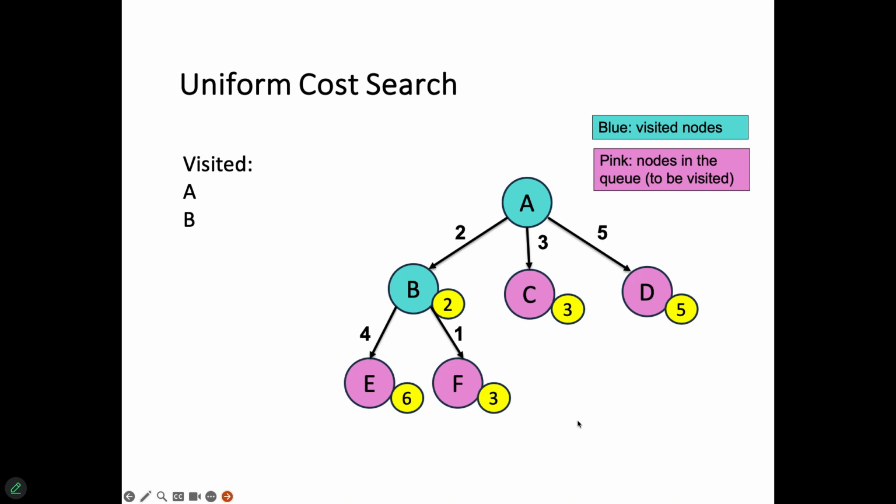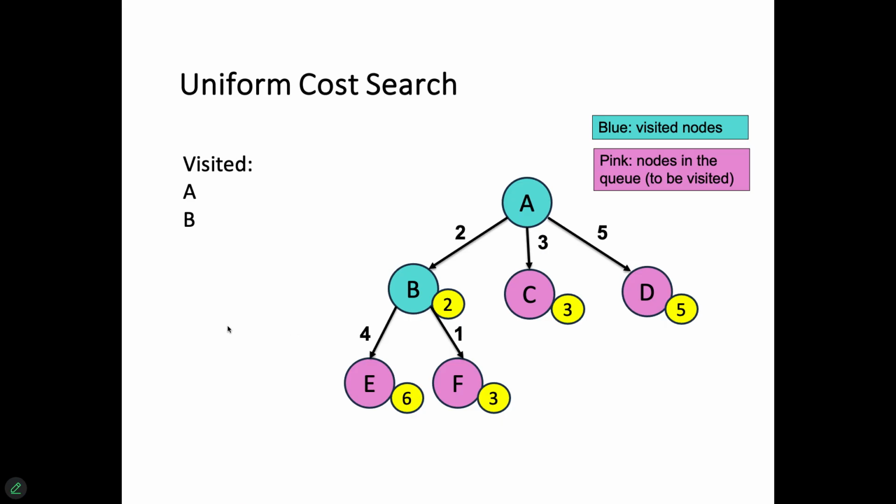Now, which nodes are in the frontier? We visited B because we explored it fully, so we added it to the visited list. Now the nodes that are in the queue are E, F, C, and D, okay? So these are in the queue now. Now, which one should I select next?